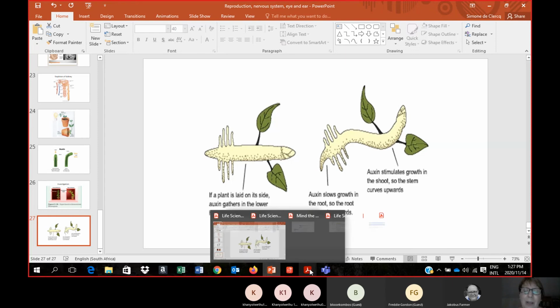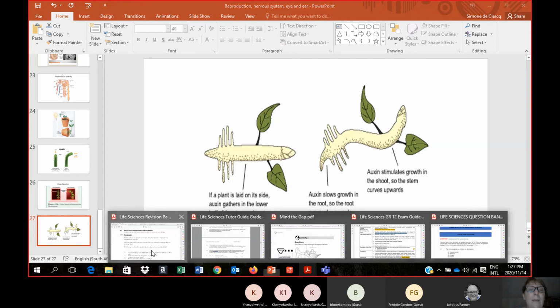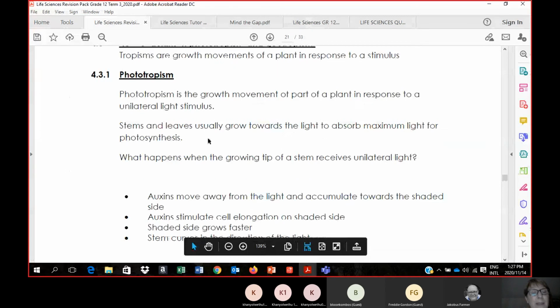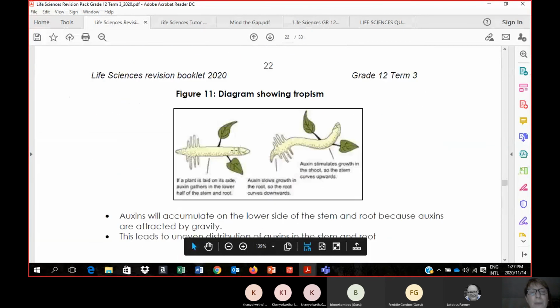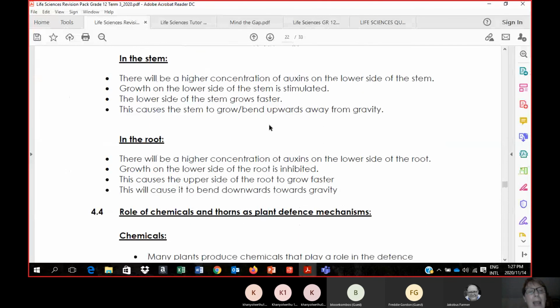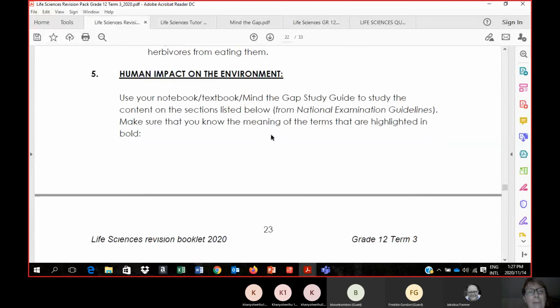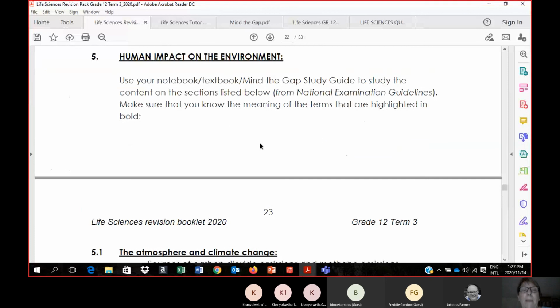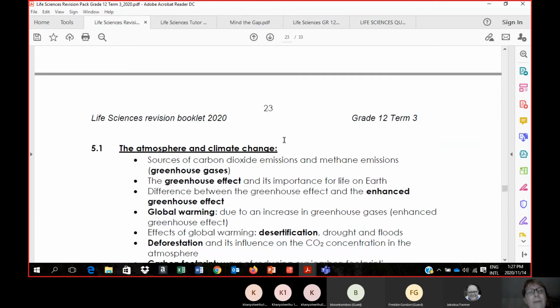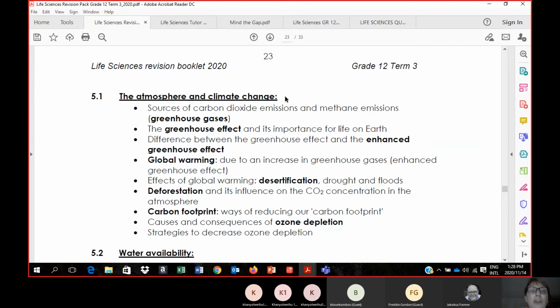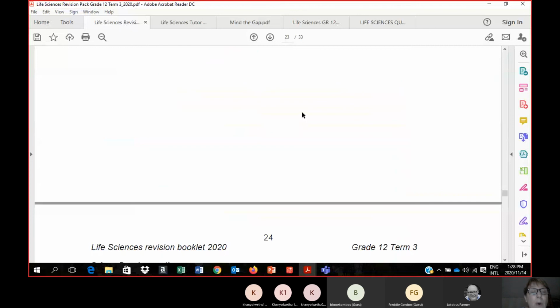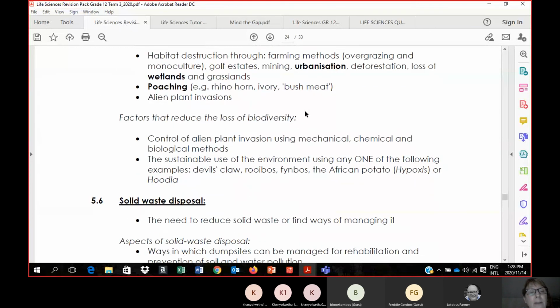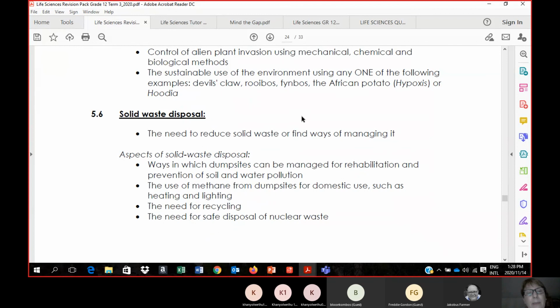Now, I just want to go back to your notes quickly. Phototropism and geotropism are worth spending time on, because I am sure there will be a question on that. You will see that the last section is human impact on the environment. This section was done with you in grade 11, and it will be retested in grade 12, and it's subdivided into about 6 different sections. So you've got the atmosphere and climate change, water availability, water quality, food security, loss of biodiversity, and solid waste disposal.